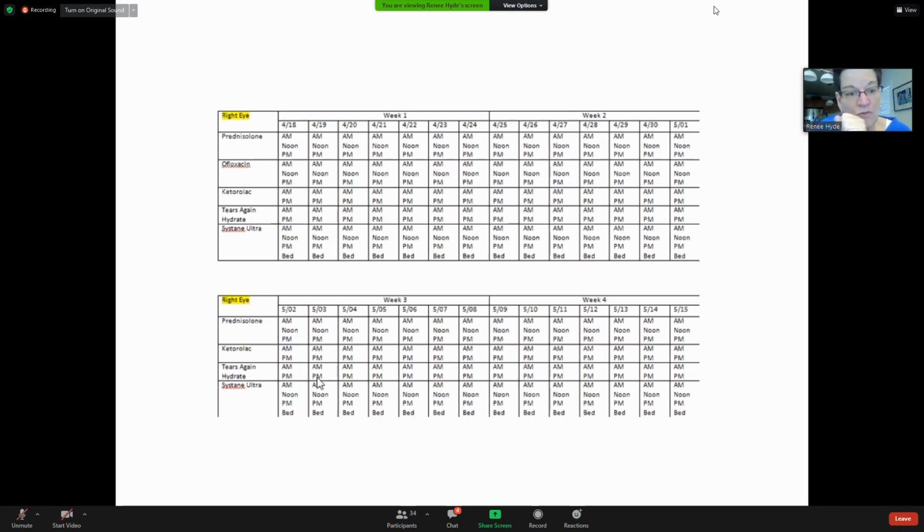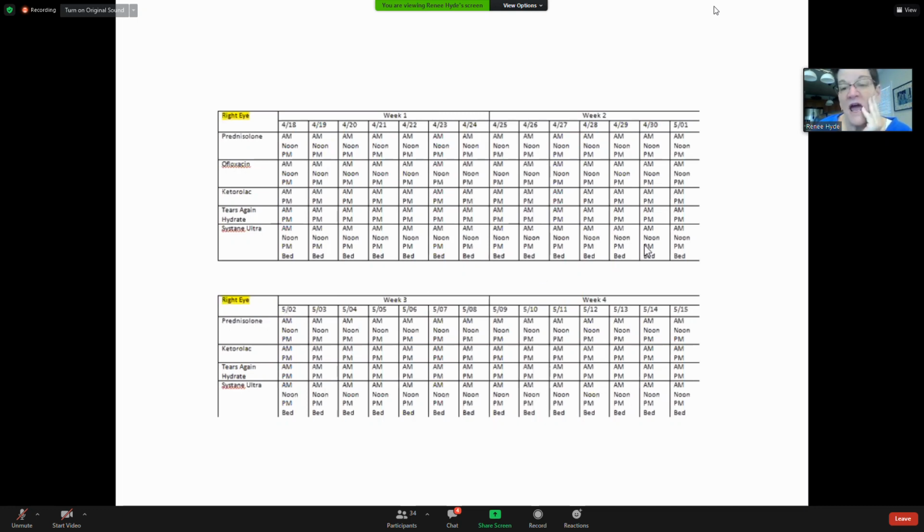And I did this for 4 weeks. Now you can see that the antibiotic dropped off after 2 weeks, but this is 4 weeks worth of drops. This is for my right eye.